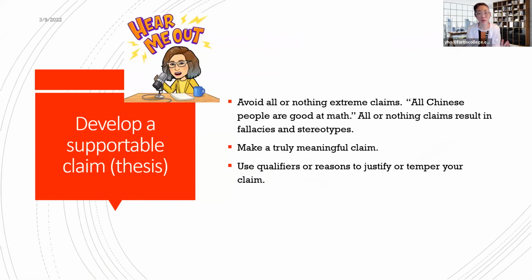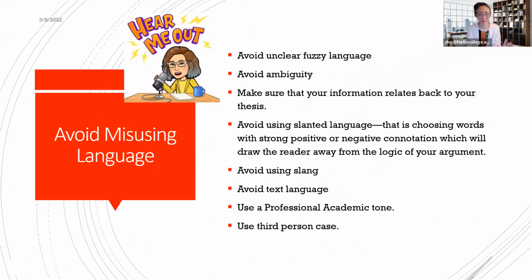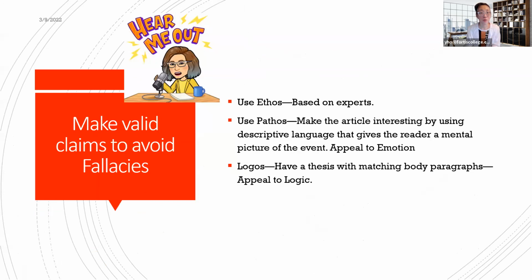Avoid all or nothing claims. So we don't say all Chinese people are good at math or anybody is good at anything. You would say some. So you want to avoid fuzzy language and ambiguity and using slang and using text language. Always use third-person case. You want to have ethos, pathos, and logos.